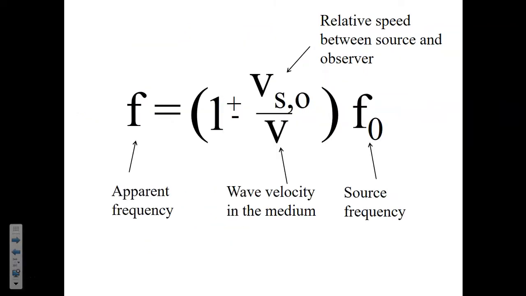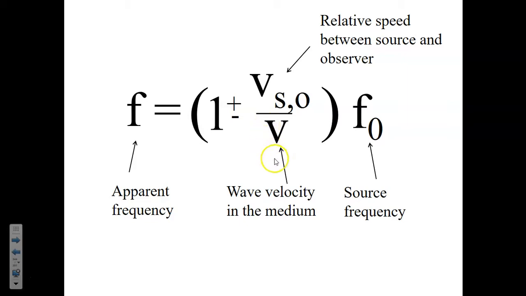Okay, this is the equation that relates the perceived or apparent frequency to the velocity of the object and the velocity of the wave in whatever medium it's in. And this is the original frequency, or the frequency that the source is actually emitting. So the apparent frequency is equal to 1 plus or minus. Now, why do you think there's a plus or minus in this equation? Well, that depends on whether the source is moving away from you or towards you.